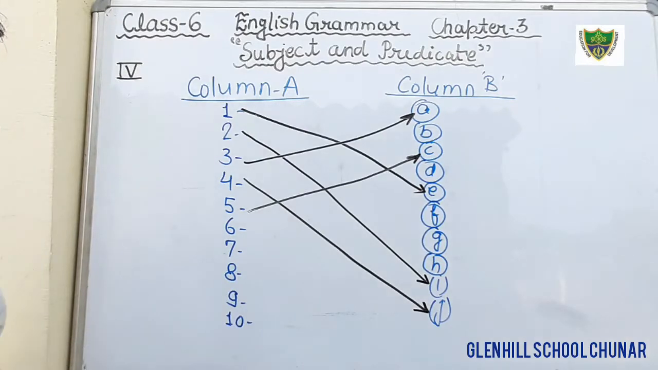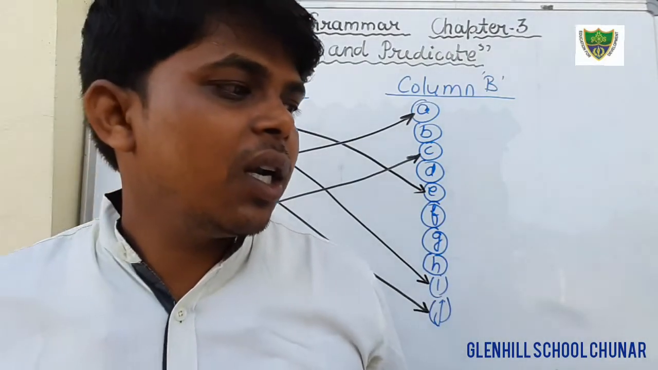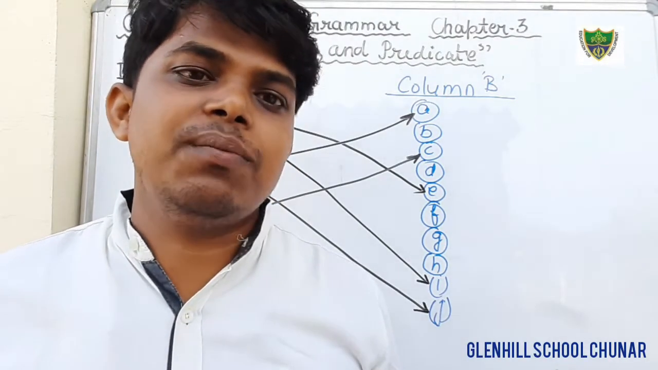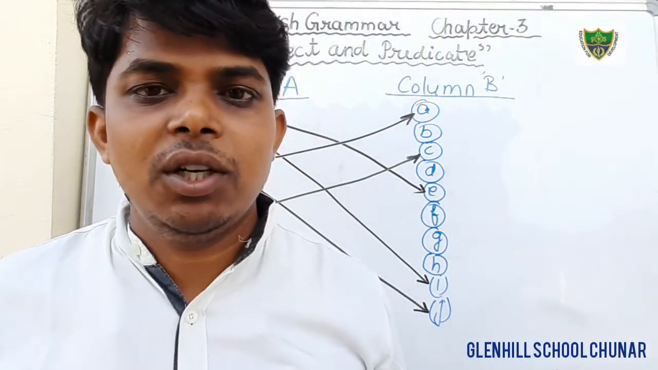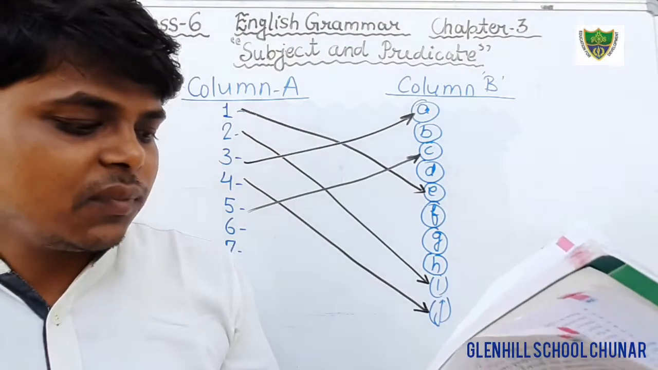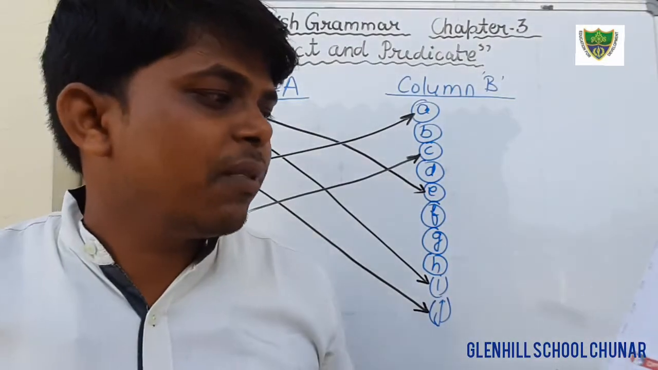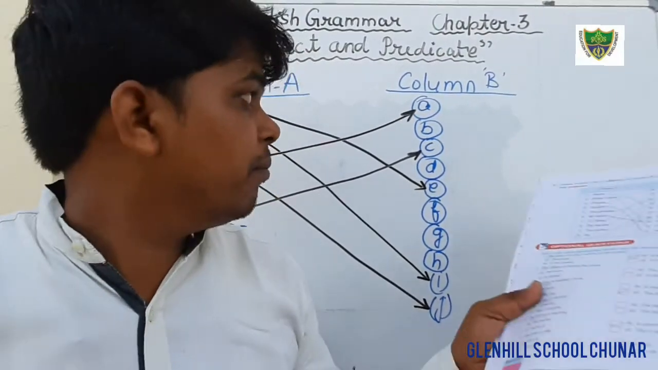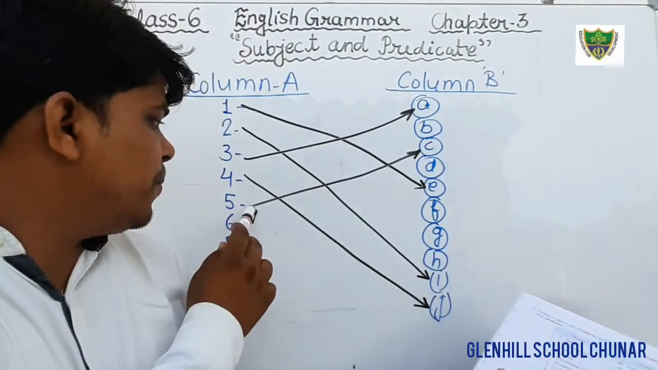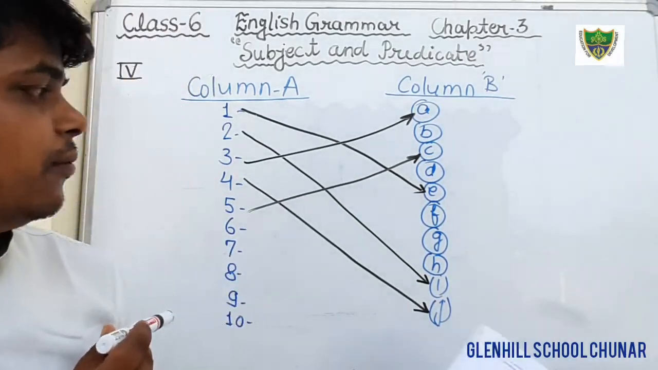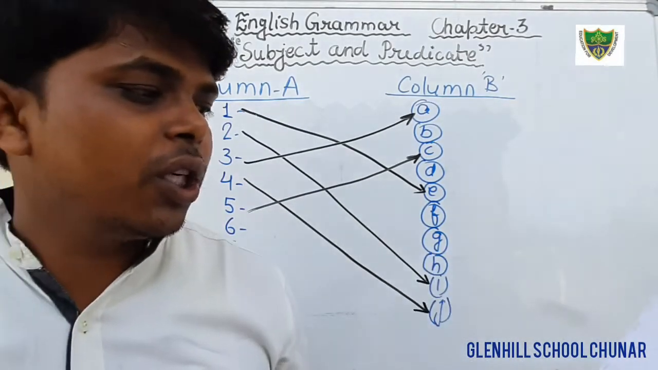Just see here. Question number 5, the gardener is plucking the flower. Okay students, just do it. Question number 5 you will match with option number C. Okay students, just do it. Next question, question number 6.